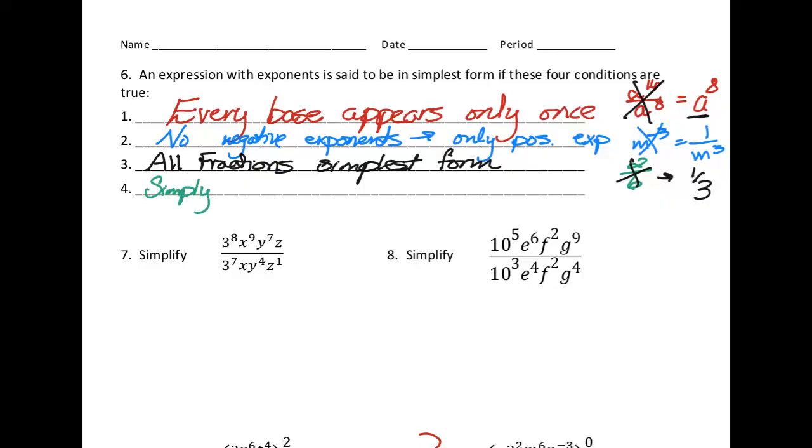Okay, and the last one, you need to simplify all powers to a power. Meaning you can't leave it like m to the second raised to the third. You can't leave it like that. You would need to change it to m to the 6th.